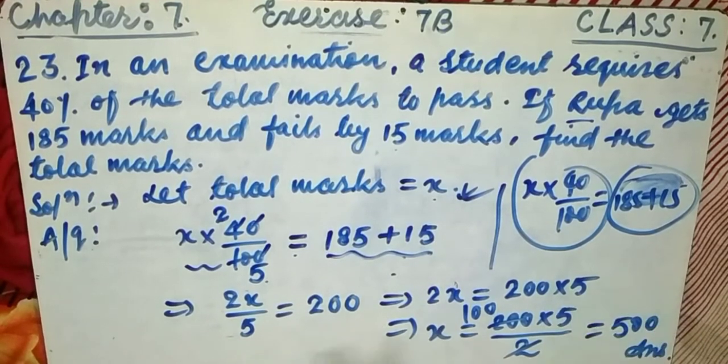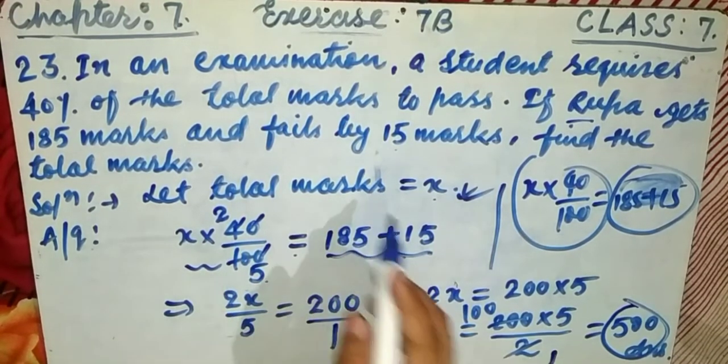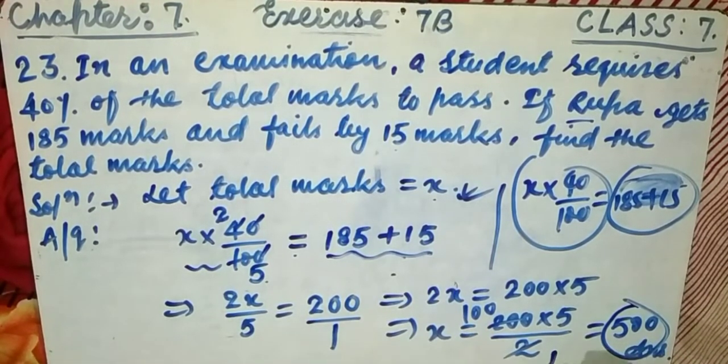After cross multiplication we can write 2x as it is, and 200 multiplied by 5. Now x is equal to 200 multiplied by 5 divided by 2. 2 divided by 2 is 1, and 200 divided by 2 is 100. So 100 multiplied by 5 is 500. Hence we can say the total marks X is equal to 500. This is the answer. I hope you will understand.